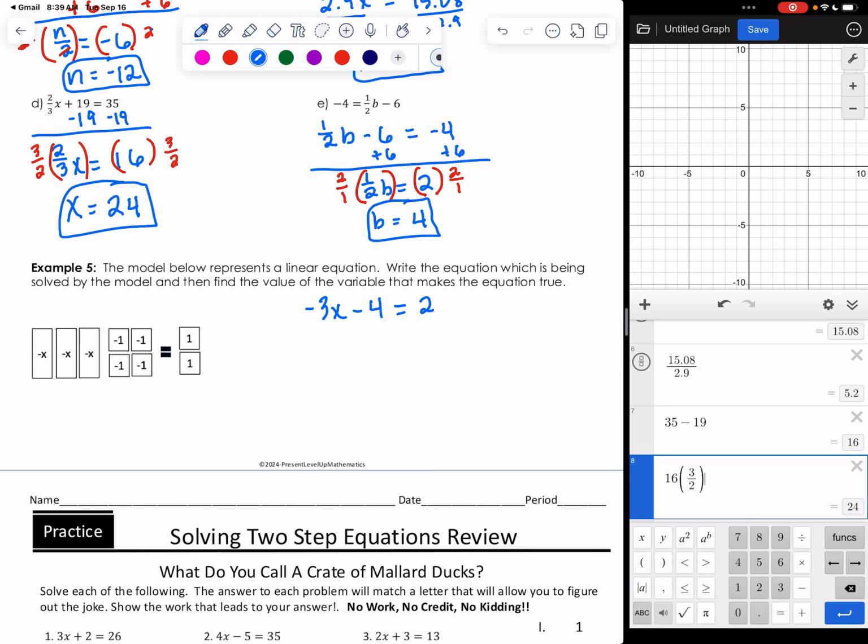So let's talk about what's happening to x. X is being multiplied by -3, and then we're subtracting 4. So if I did the opposite, I would have to add 4 and then divide by -3. So when I add 4, I get -3x equals 6. And then if I divide both sides by -3, I get 6 divided by -3, which gives me -2. And that concludes today's lesson, a review of solving two-step equations.